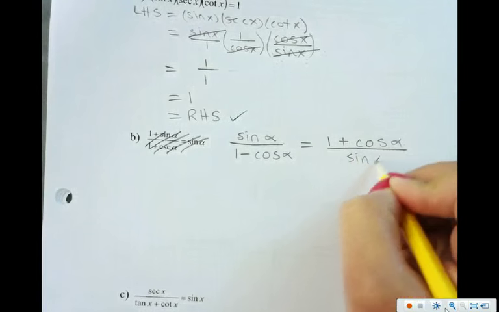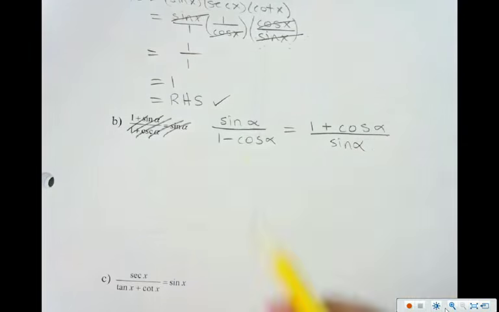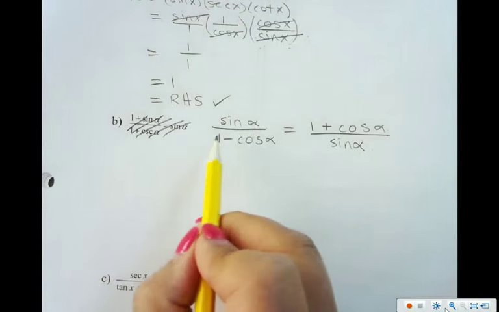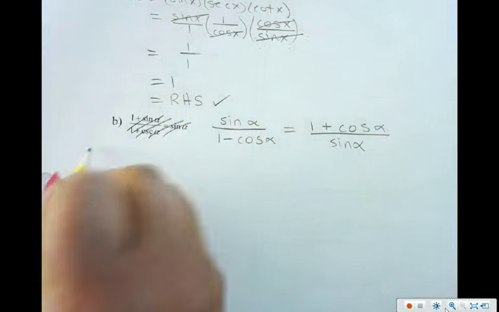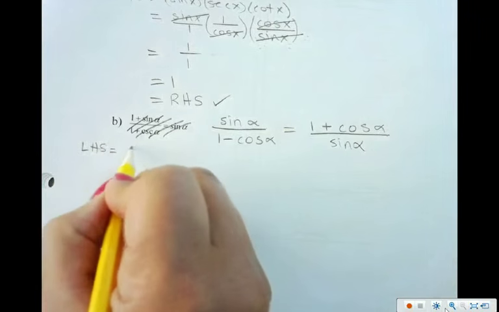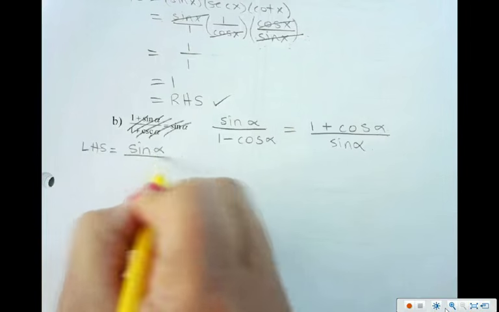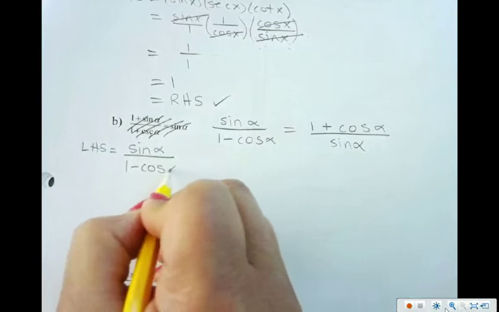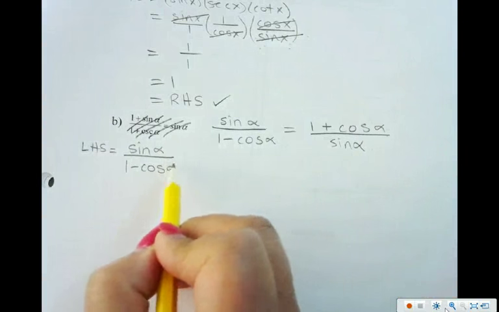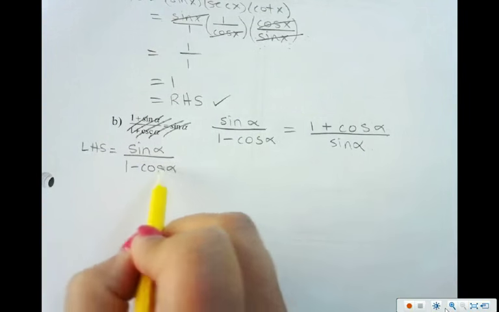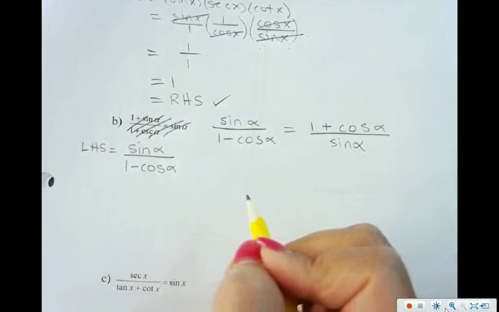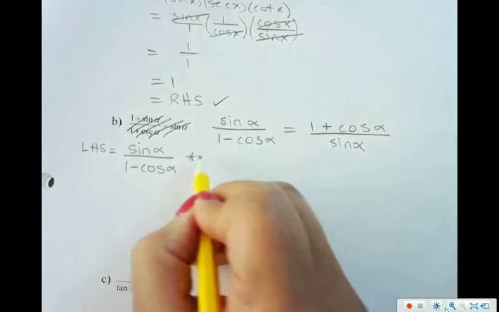Okay. Sine alpha. All right, so now I want to have a look at this question. What's our left-hand side? This is sine alpha over 1 minus cos alpha, right? Okay. Now we need to work out how to deal with this. There's not really much I can do right now, so I'm going to multiply by the conjugate.